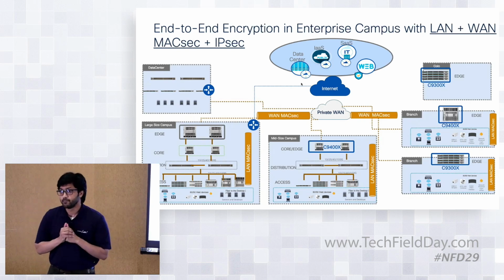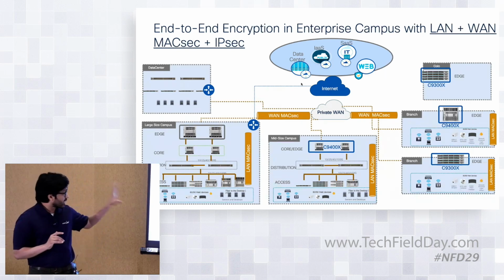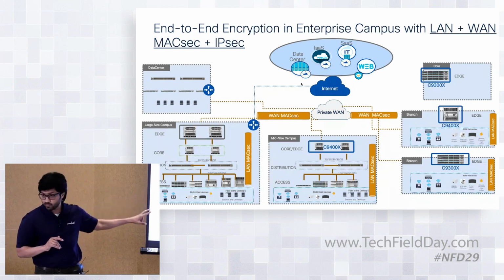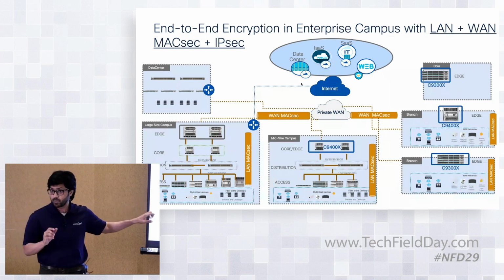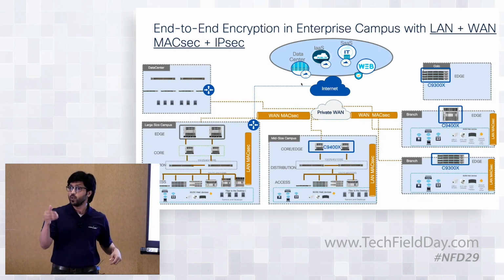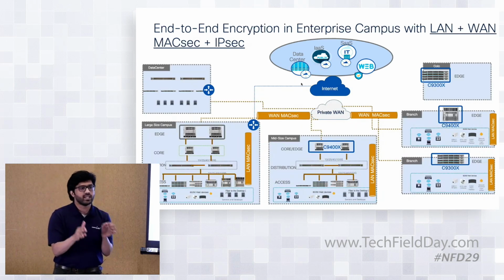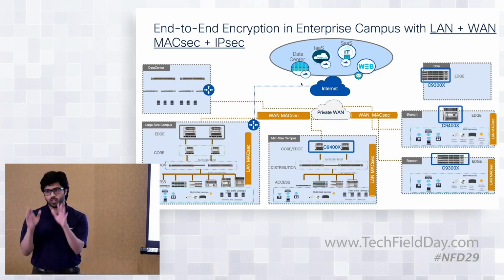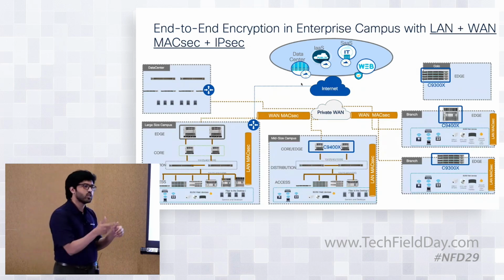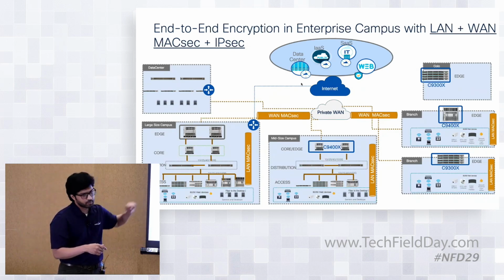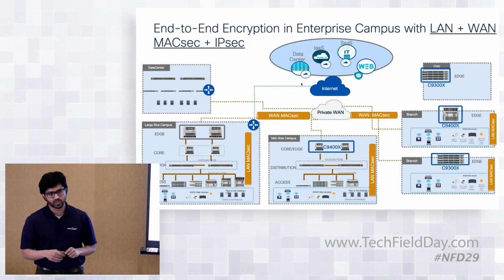Sorry, question. Are you using Silicon One? Currently on the 9300X and 9400X, it is not Silicon One, but it is the new UADP ASICs, which is mainly focused on security as a feature. Basically, commonly known as Unified Access Data Plane ASICs. These are flexible, programmable ASICs. It's the next gen of the ASICs that we are putting on these 9300X and 9400X.